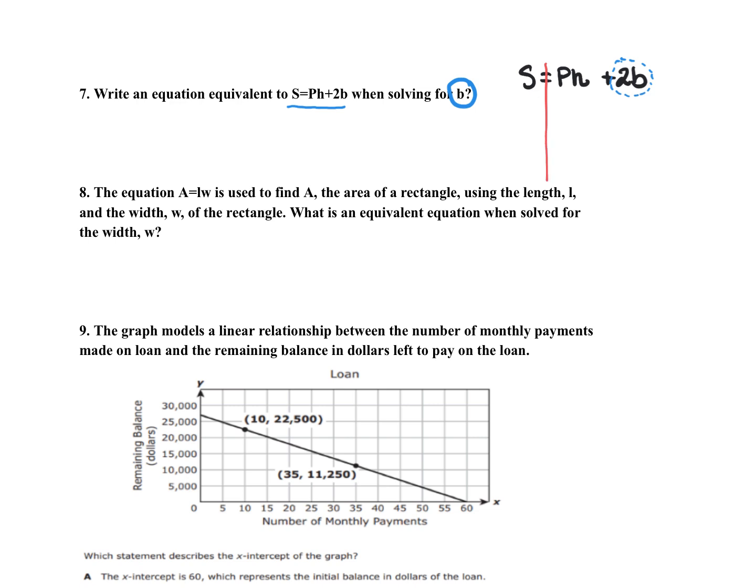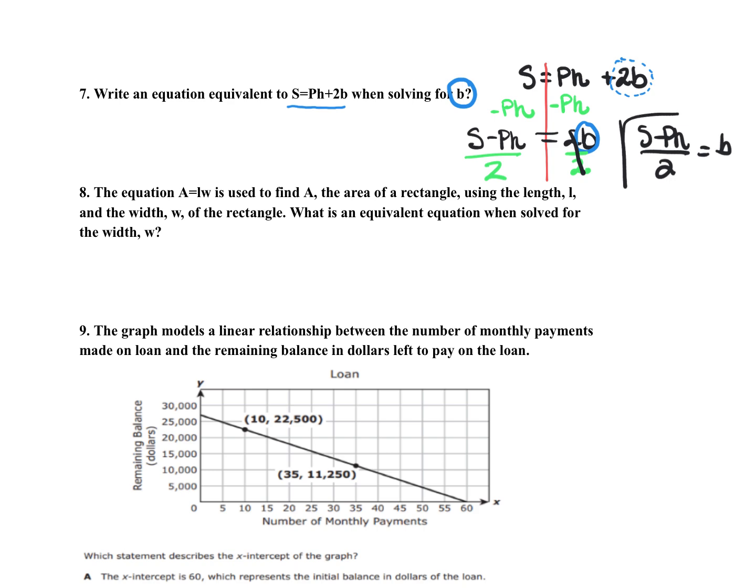So the first thing I need to move is the BH. And the BH is positive, so to move it across this red line, you subtract it, minus BH, minus BH. So I have S minus BH equals 2B. And I wasn't solving for 2B, I was just solving for my B. And so B and the 2 are multiplying. So to unmultiply, I'm going to divide everything, both sides, by a 2. So that gets me, these 2's cancel off, S minus BH all over 2 is going to equal my B. That's your answer.